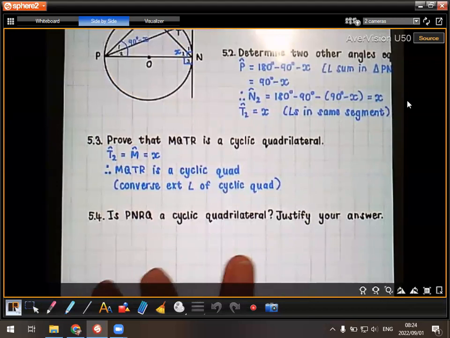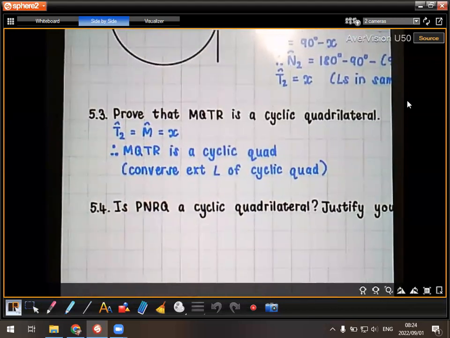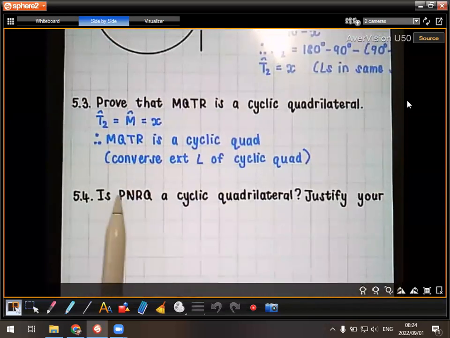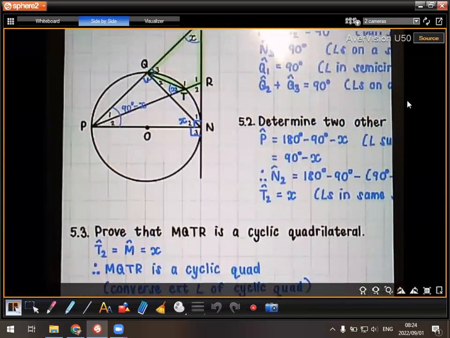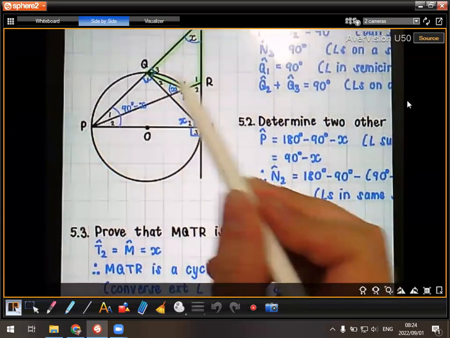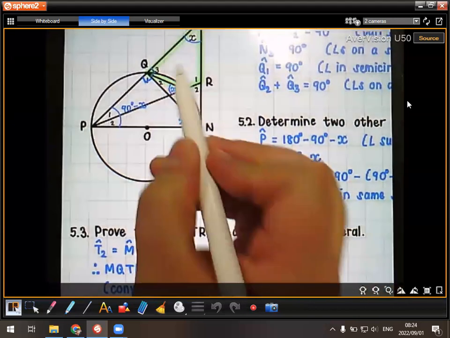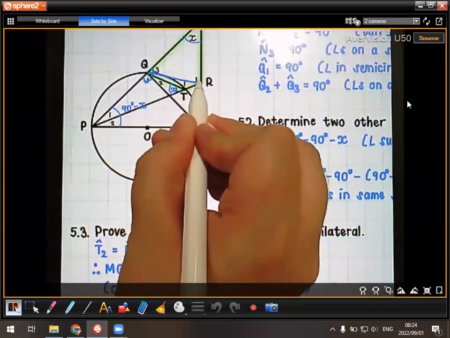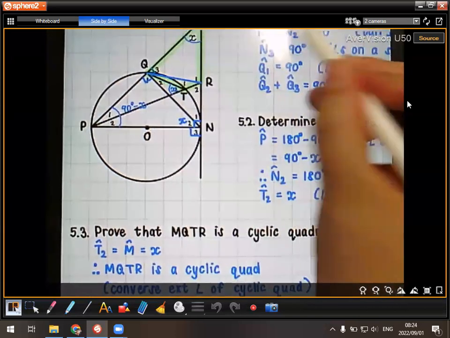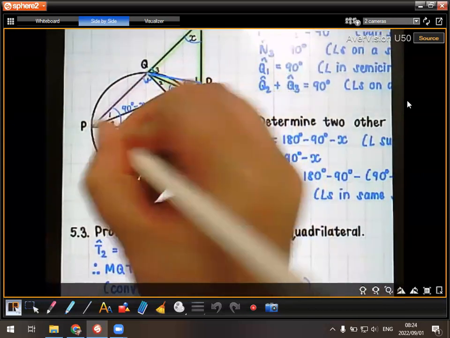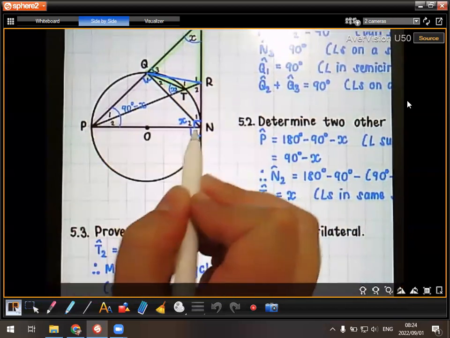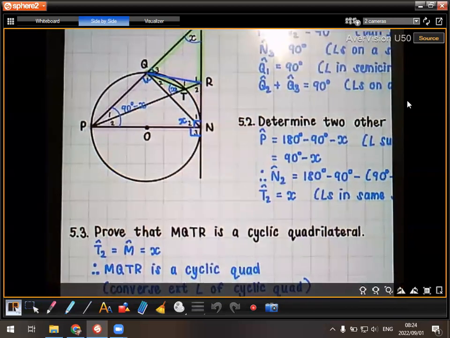The last question is also about a cyclic quad, but they're not telling us that we must prove that something is a cyclic quad. They are asking, is it a cyclic quad? And we will justify our answer. So TMRQ, that one there. So guys, there isn't actually a line there connecting R and Q. So I'm just going to draw that in. And then I'll highlight it in pink. So we are now looking at this shape here. Let me just make sure I'm highlighting the right thing. TMRQ, like that.